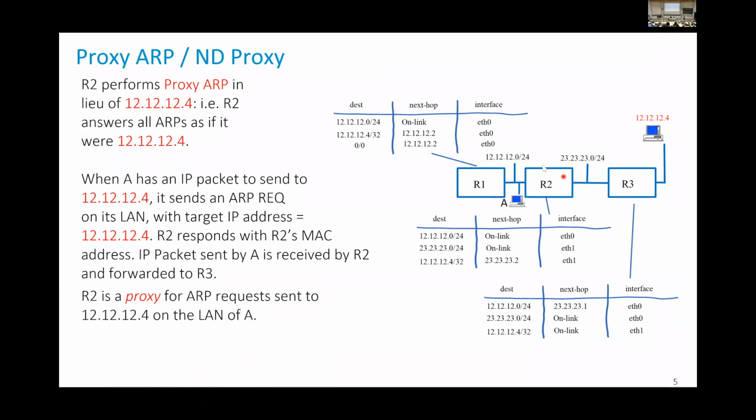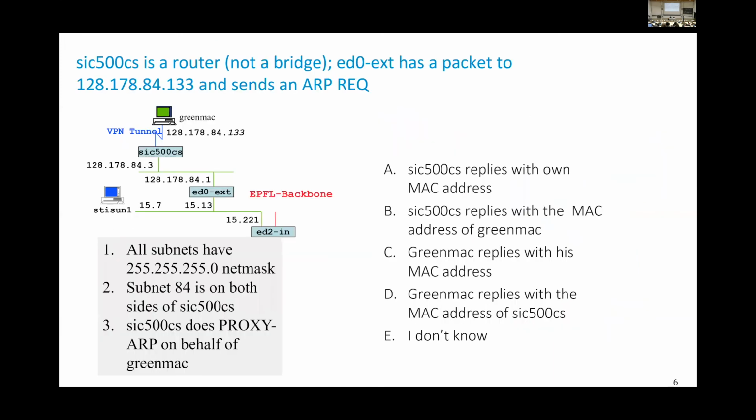Now, R2 gets the packet. R2 analyzes the IP destination address. From its routing table, it says, I should send it to R3, and so it will work. So this is a way we can solve the problem. And strangely, it is done a lot. In fact, many places do it. An example is when we access via a VPN server, for example.